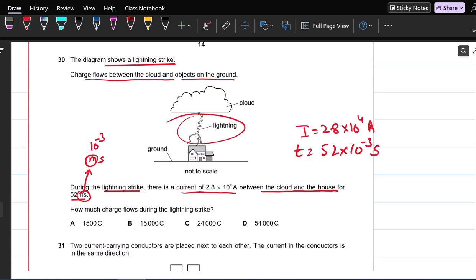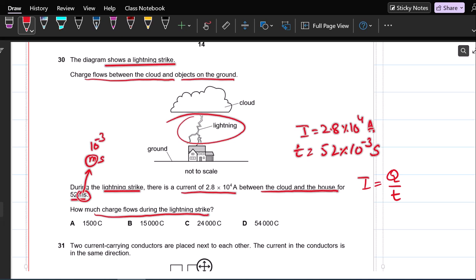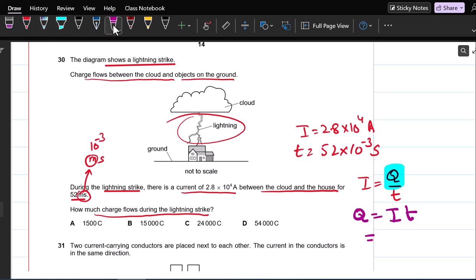So how much charge flows during lightning? You know, I is equal to Q over T, the rate of flow of charge. Q is charge. We have to find this. So it becomes Q is equal to IT. So substitute the values and then use your calculator. You will be getting the answer. So if I calculate this, the charge will be 1500 coulombs approximately. It is 1400 something, but it will be 1500.